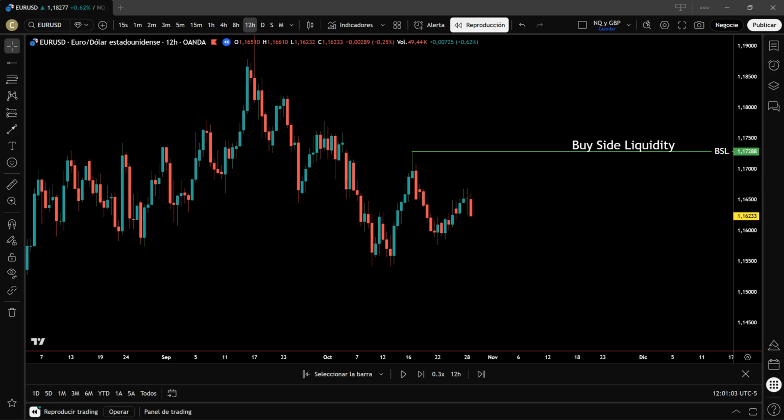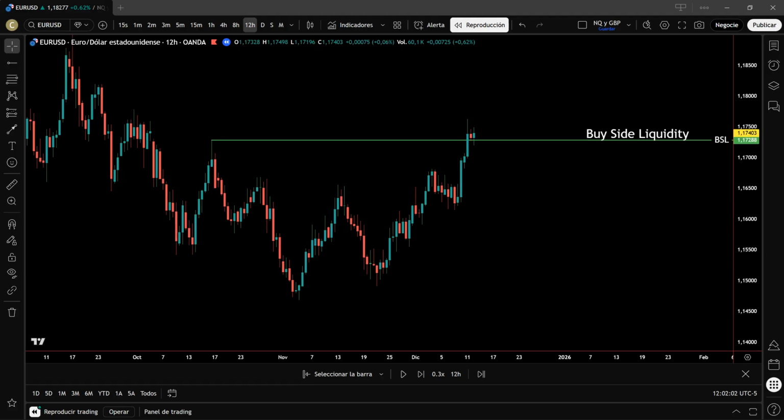The price tends to gravitate toward these levels like a magnet before making a major move. Identifying BSL allows us to set clear exit targets and understand the narrative behind price displacement. The market doesn't move randomly, it moves from one liquidity pool to another.